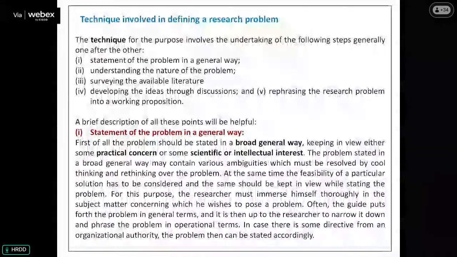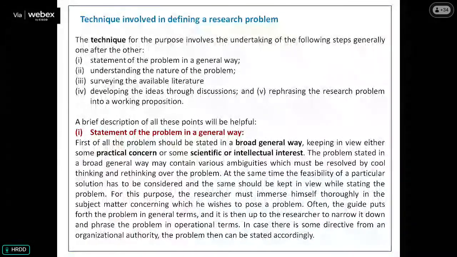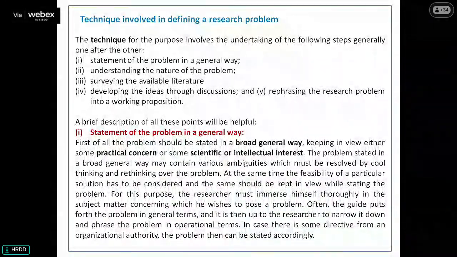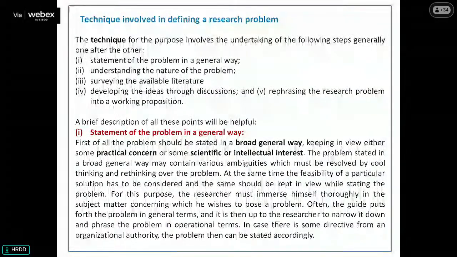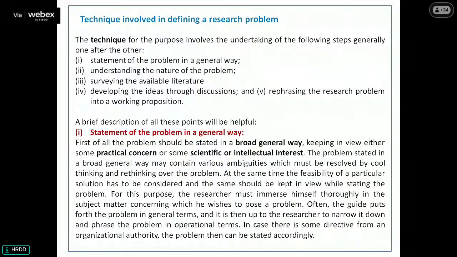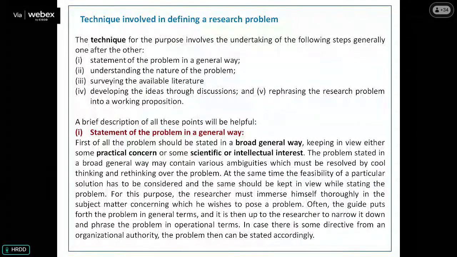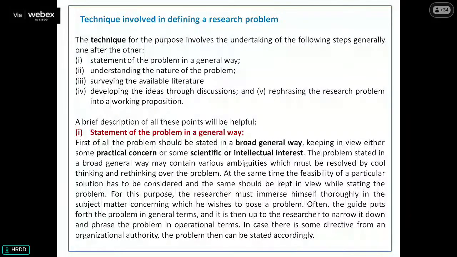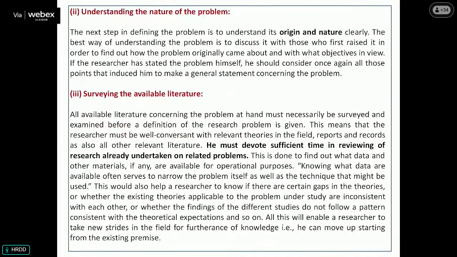Often the guide puts forth the problem in general terms, and it is then up to the researcher to narrow it down and phrase the problem in operational terms. In case there is some directive from an organizational authority, the problem then can be stated accordingly. So there are bindings, as I told you. Here also this organization has some mandates, so we work on those problems, on those topics. We do not deviate from that. And then what you have to do is understand the nature of the problem.